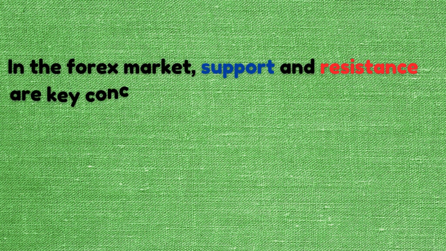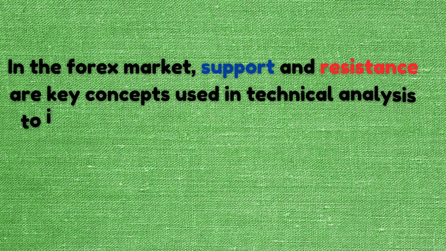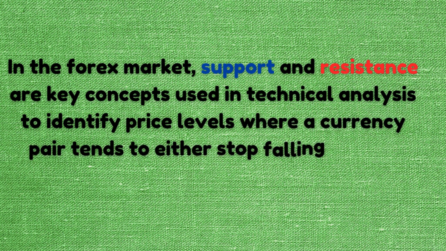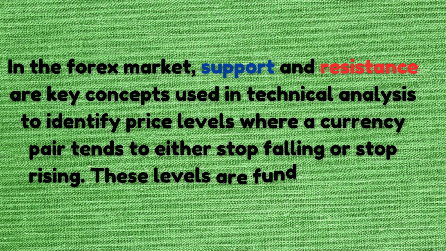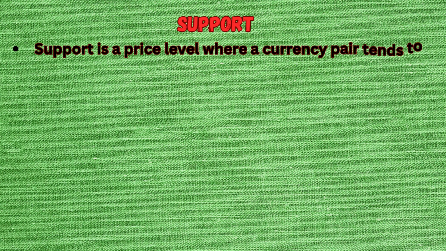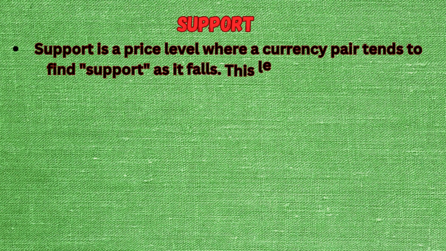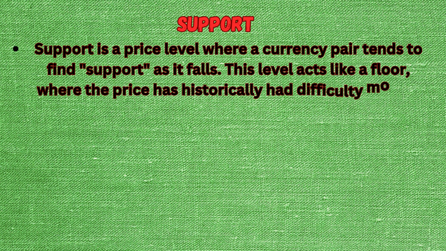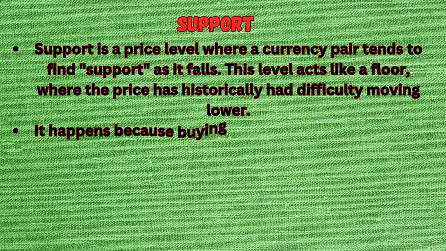Support and resistance are key concepts used in technical analysis to identify price levels where a currency pair tends to either stop falling or stop rising. These are familiar in forex because traders make decisions based on historical price movement. So support is a price level where a currency pair tends to find support as it falls. This level acts as a floor where the price has historically had difficulty moving lower.